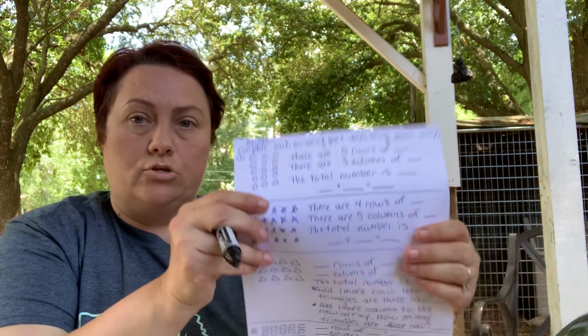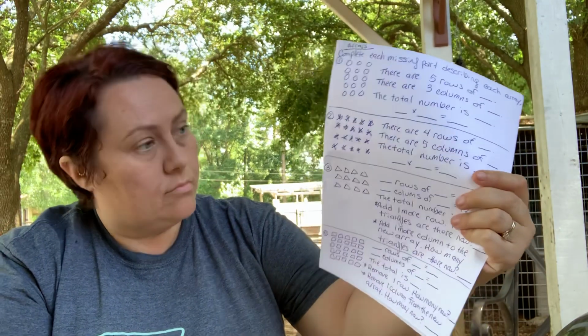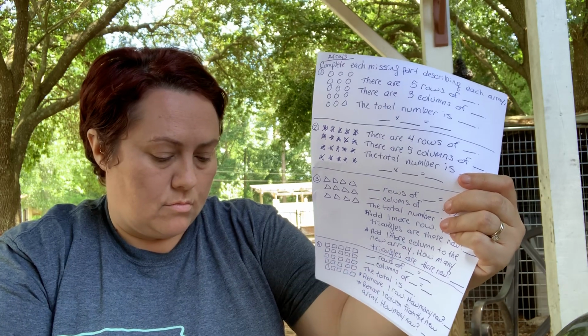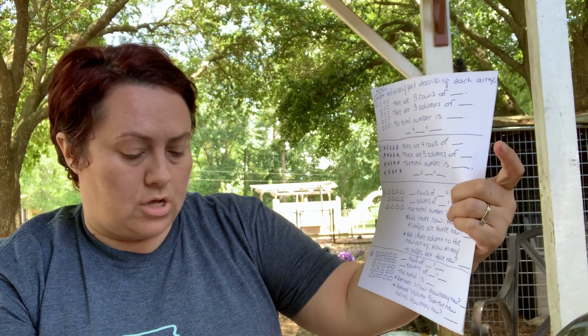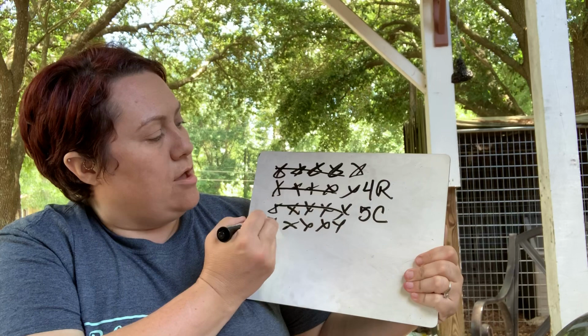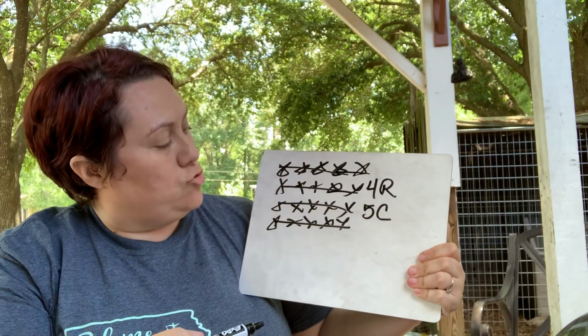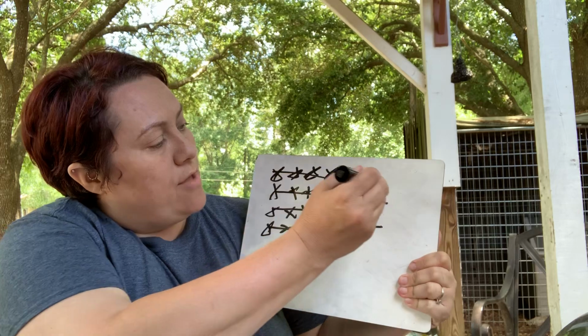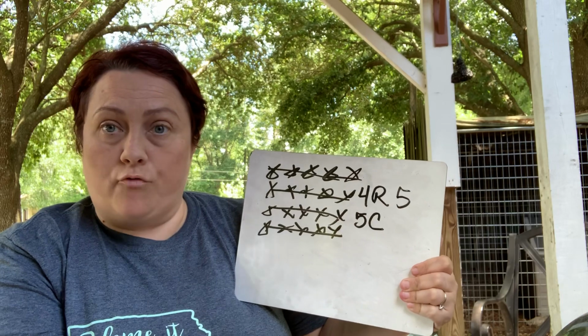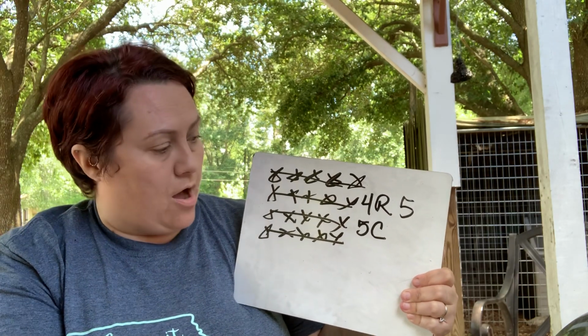The next one, I'm going to let you look at it while I draw it. Okay, it said we have 4 rows of 5 columns up. So, 4 rows, 1, 2, 3, 4 rows. How many in each row? 1, 2, 3, 4, and 5. So we have 4 rows of 5. So your repeated addition would be 5 4 times. 5 plus 5 plus 5 plus 5.